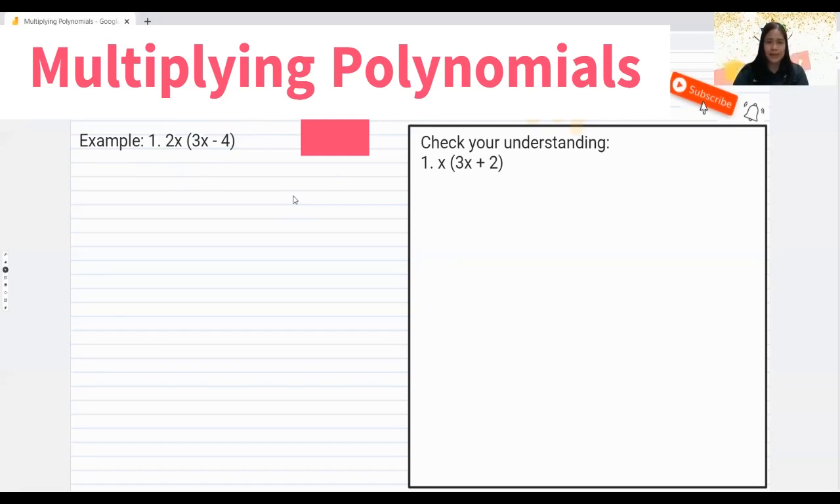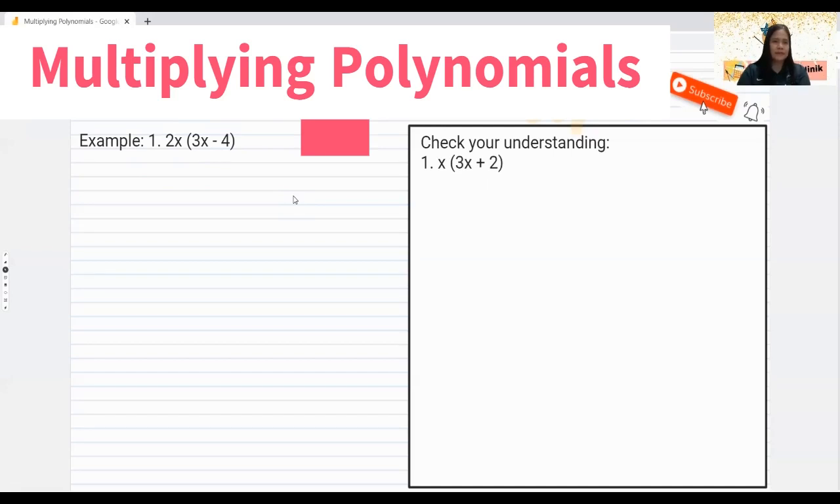For this presentation, I will give an example, and after I give an example, you will check your understanding on the given item on the right side of your screen. Because we believe in mathematics that there is no retention in learning if you do not apply what you have learned. So let's start. For example number 1, we have 2x times the quantity 3x minus 4.